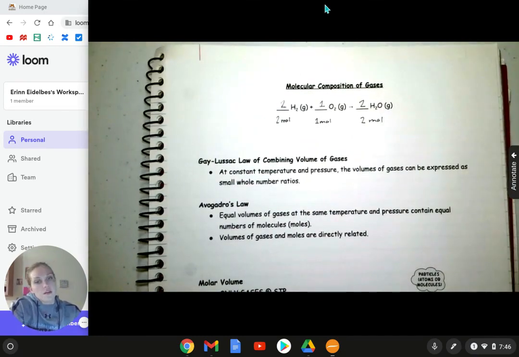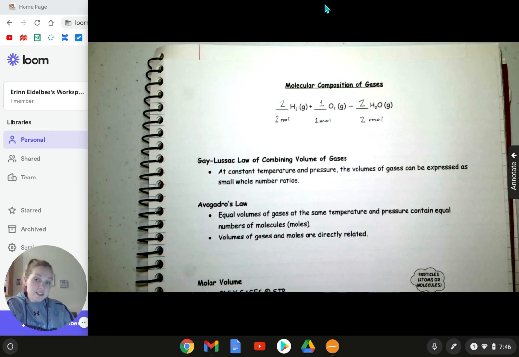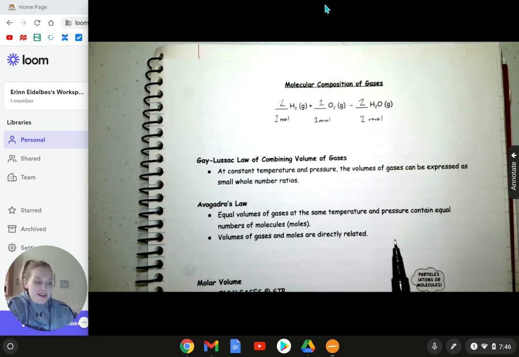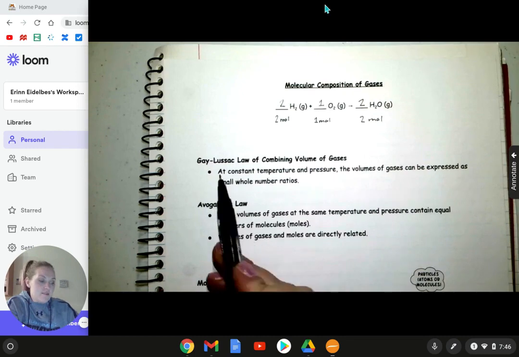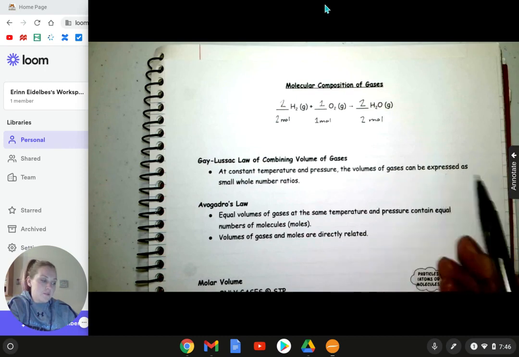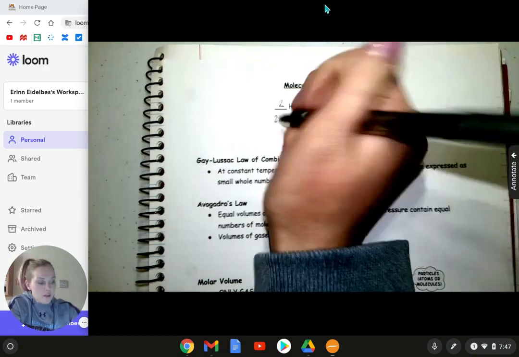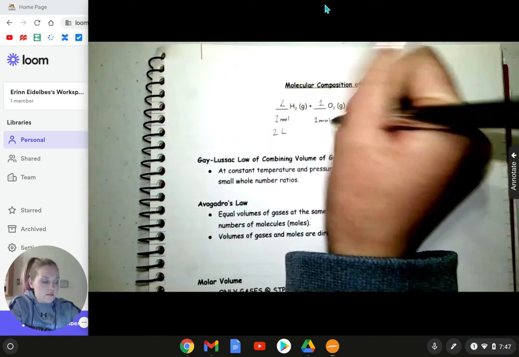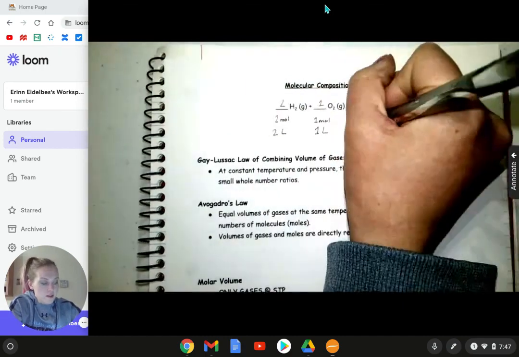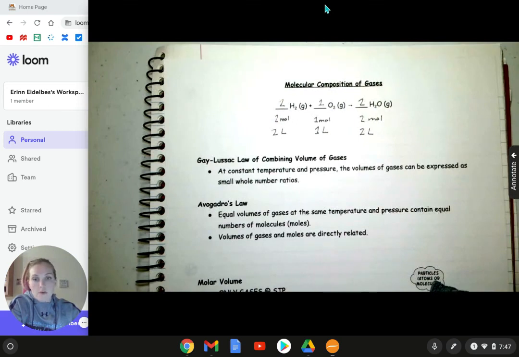Now, with things like our Gay-Lussac law of combining volumes of gases, really long name there, not just our Gay-Lussac law. If we have a gas at constant temperature and pressure, the volumes of these gases can be expressed as small whole number ratios, meaning we can make these volumes instead. We could say we have 2 liters for every 1 liter of oxygen, which then would produce 2 liters of H2O. We could change these into milliliters, so it only has to deal with the volumes.